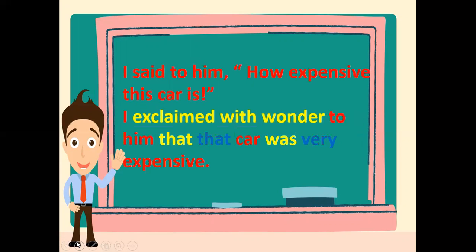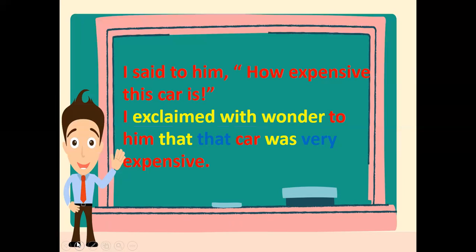The next example is, I said to him how expensive this car is. So how expensive this car is is showing us wonder. You are in wonder that the car is very expensive. Such sentences start with how or what, and after how or what, normally we have an adjective. Expensive is the adjective. Then this car is. This car is obviously a positive structure. And after that, we have an exclamation mark.